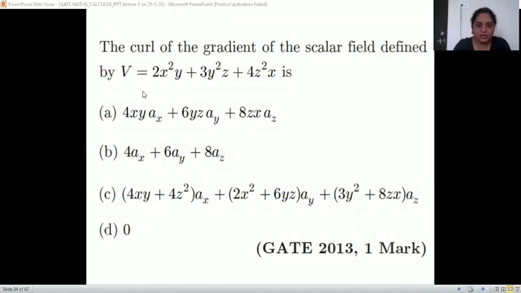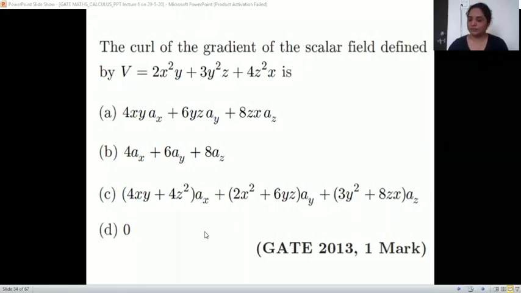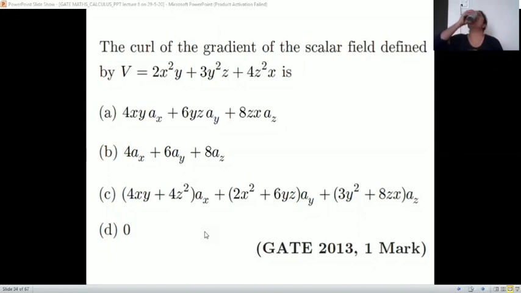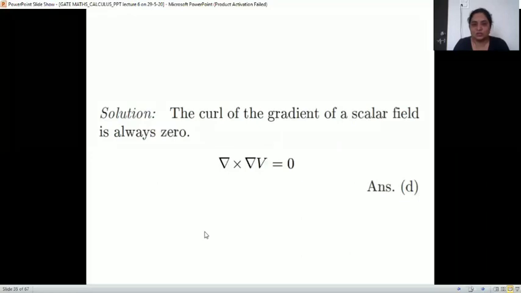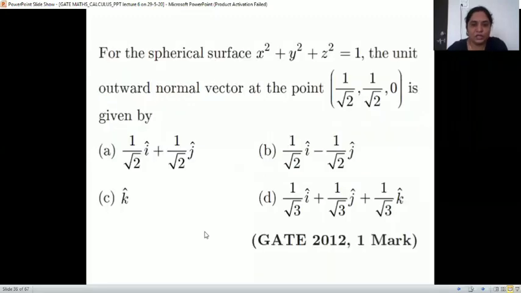Okay, let me tell you the answer. Anyone? This is standard. Okay, we'll go to the answer. The curl of the gradient of the scalar field is always 0. Del cross del V is 0. This is the standard formula. Remember. So your answer is 0. Good. Next.